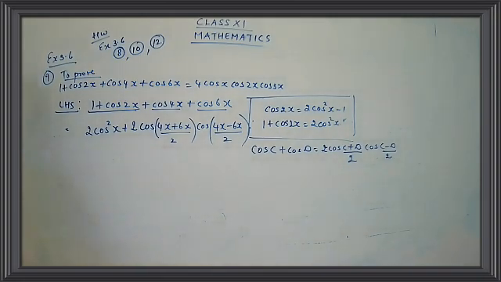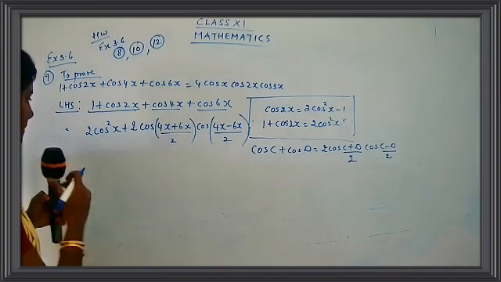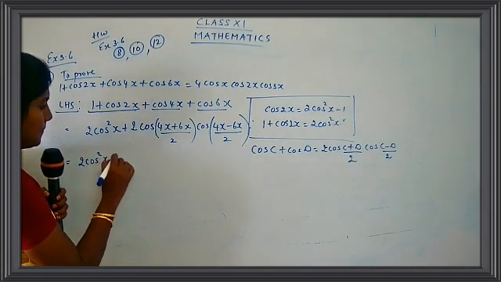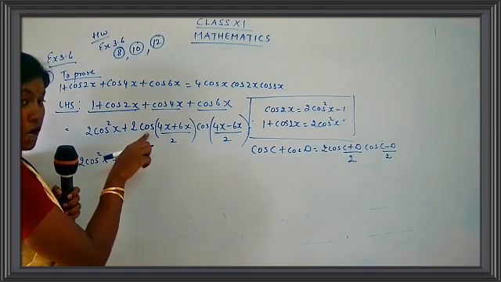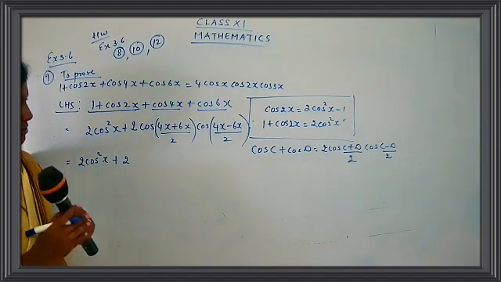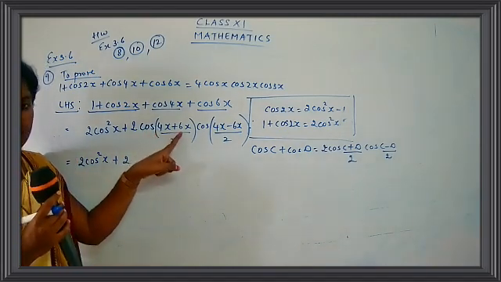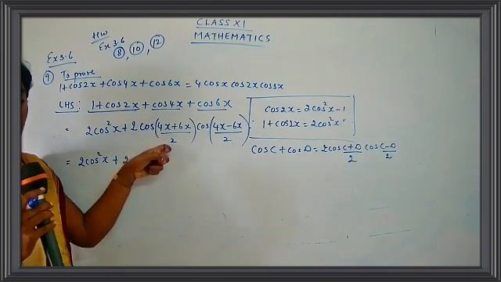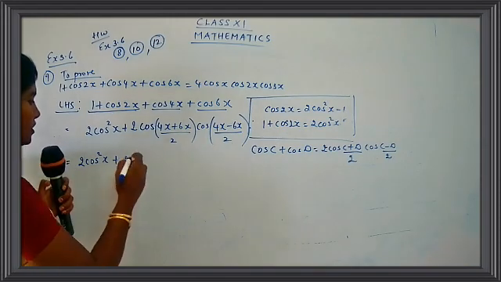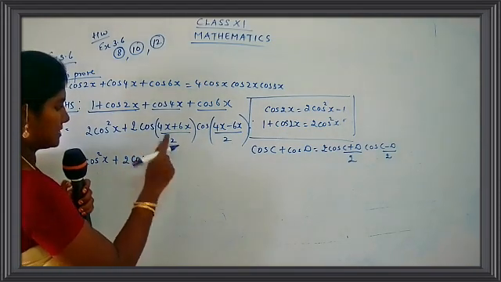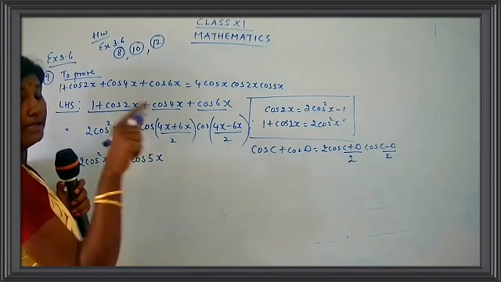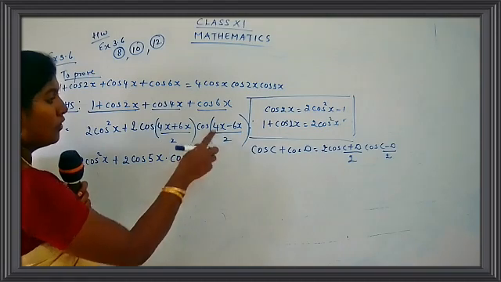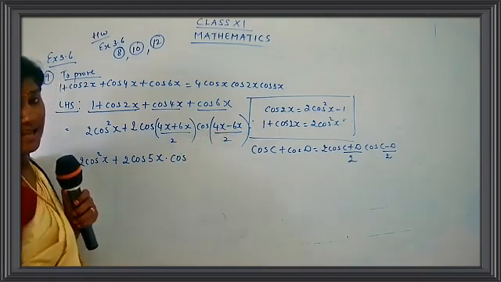Okay, children, now let's go for the calculation part. So just keep everything as it is. This is 2 cos square x plus 2 cos of, let me try to do the steps here. 4x plus 6x. What is 4 plus 6? 10. So I get 10x, and 10x upon 2 gives you 5x. This is 2 cos 5x. 4x plus 6x, 10x upon 2, I get 5x.